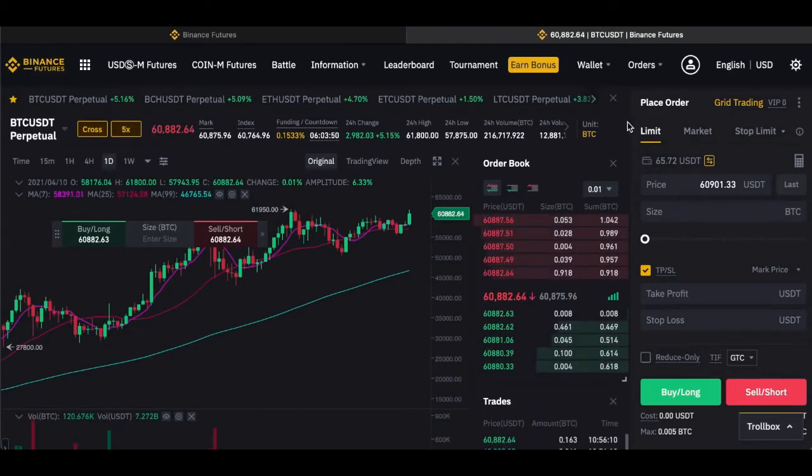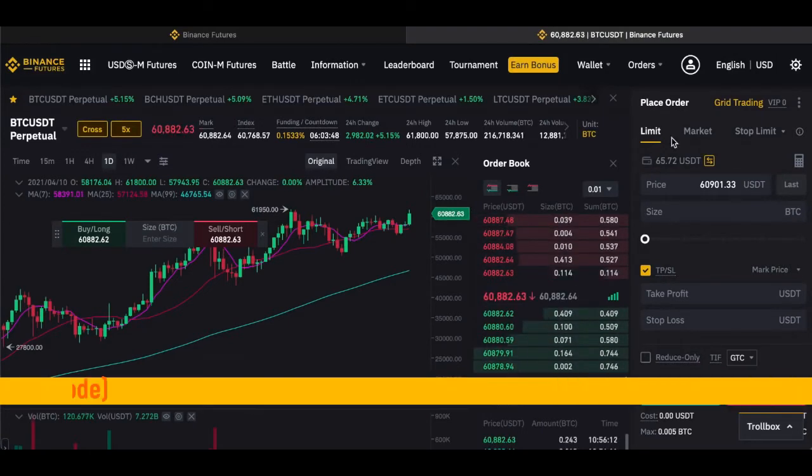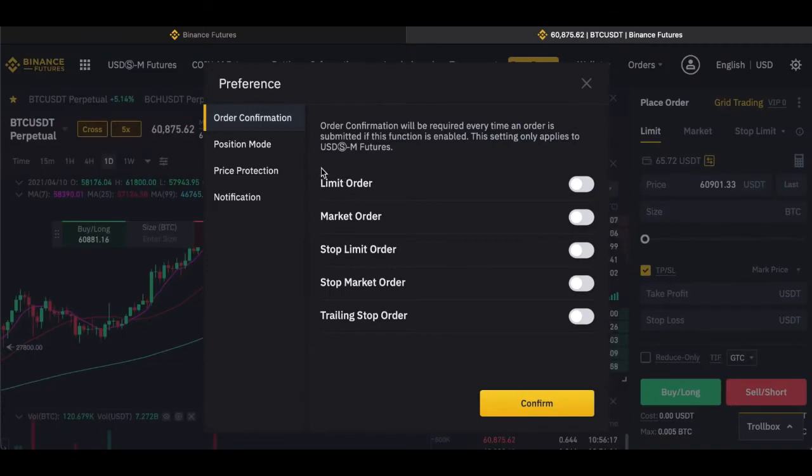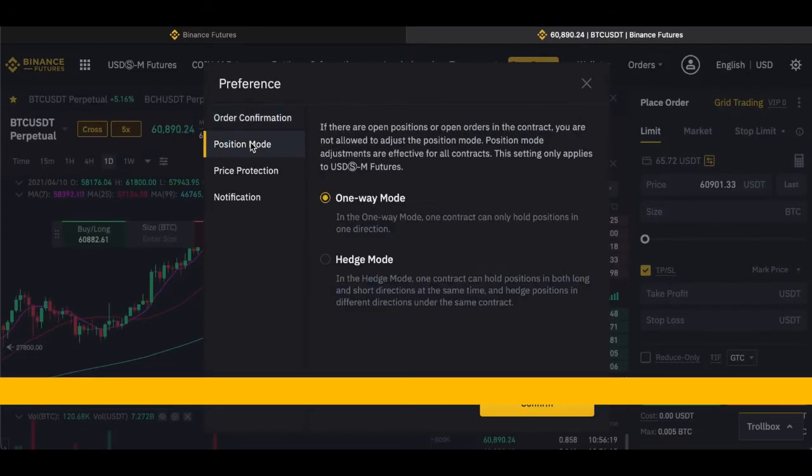Next up, we can choose to either go one way or in hedge mode. So I want to come up to preferences. Click on this and go to preferences right here, and then we can come down to position mode. So in position mode, you either have one-way mode or hedge mode.